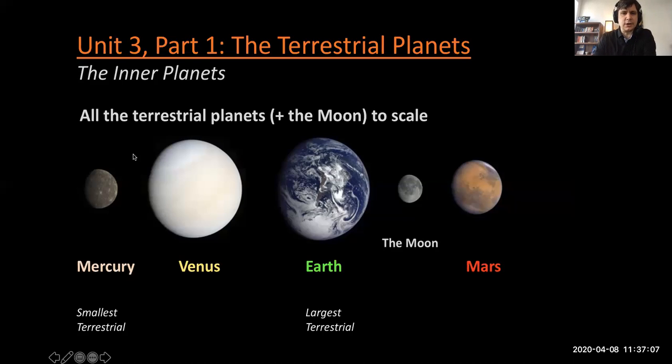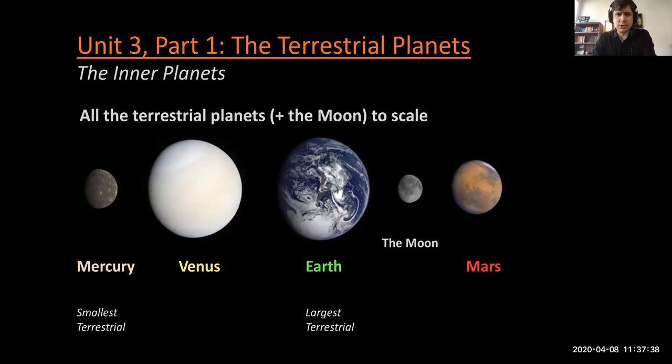We are going to start our journey through the solar system with Mercury, which is the smallest of the terrestrial worlds. As you can see, Mercury is only a little bit larger than our moon. Then we have Venus, which is almost identical in size to the Earth. It's only slightly smaller than the Earth. Earth is the largest of the terrestrial worlds. And then we have Mars, which is about half the size of Earth. Bigger than Mercury, significantly bigger than Mercury, but still an overall pretty small planet.